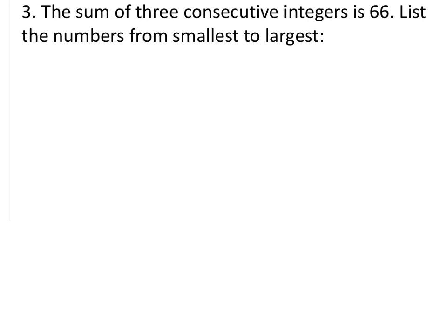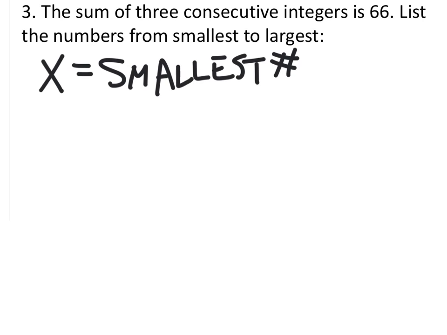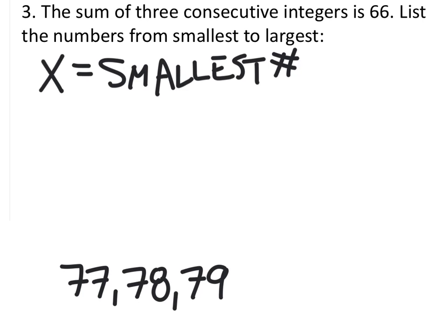So first I need to define my variable x, which is the smallest number, all right? Now these are consecutive integers, which means they're just one right after another. For example, you could look at numbers such as 77, 78, and 79. These would be 3 consecutive integers. Integers means that you don't have any decimals or fractions in the numbers, okay? So these would be 3 consecutive. They're one right after another.